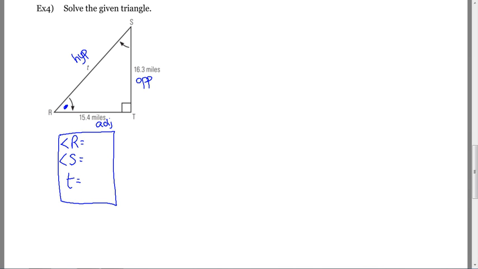Okay, so I have to figure out what ratio I'm going to use. I have adjacent and I have opposite. What has adjacent and opposite? So SOHCAHTOA, TOA has both of them, so I'm going to use tan. I'm going to use tan R, no, I'm going to use theta right now. Tan theta equals opposite over adjacent. Okay, so I'm going to use tan R as my angle. Opposite is 16.3 over 15.4.